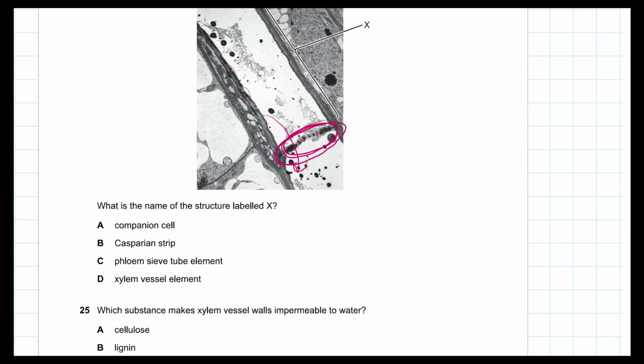Now, as we could see here, we could see the companion cells on the side. Therefore, we could clearly say that this must be a phloem sieve tube element, because if this were to be the xylem, they are hollow. They do not have sieve tubes, or they don't have the sieve plates. Therefore, this cannot be the xylem, and it has to be the phloem sieve tube elements. Therefore, the answer is going to be C.